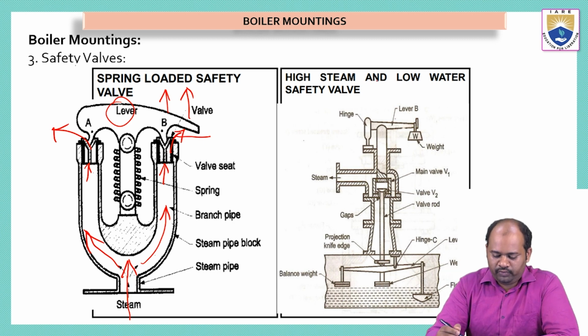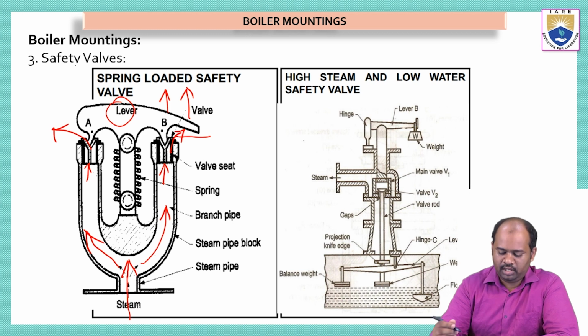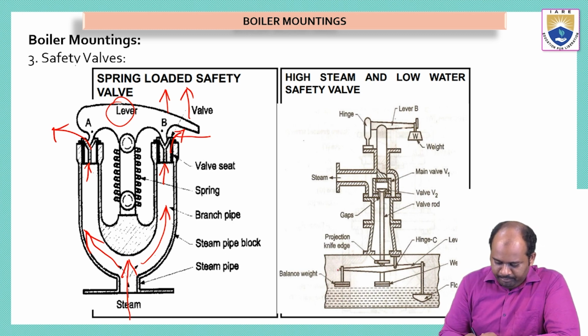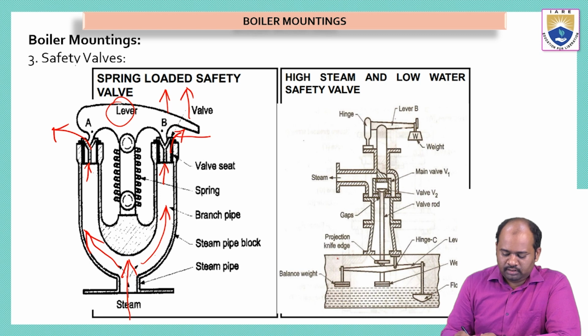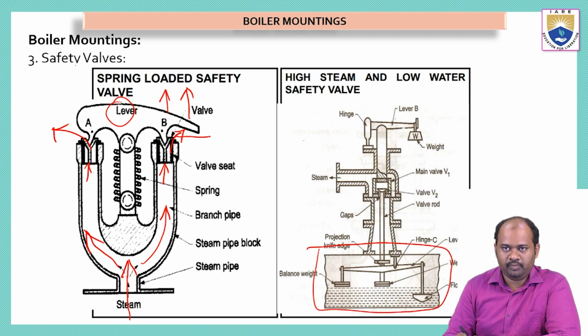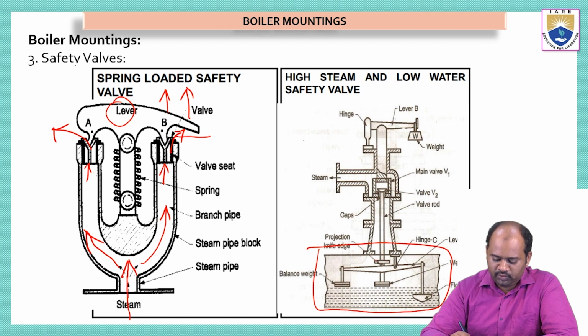And another type of safety valve is here, the high steam and low water safety valve. This also works in the same kind of way, but it works depending on the level of water inside the tank. Now see here, this is a very complex arrangement. We have a water tank. Inside the water tank we have water, and because the water is boiling, the formation of steam is also seen. Now the steam will try to escape through this opening.